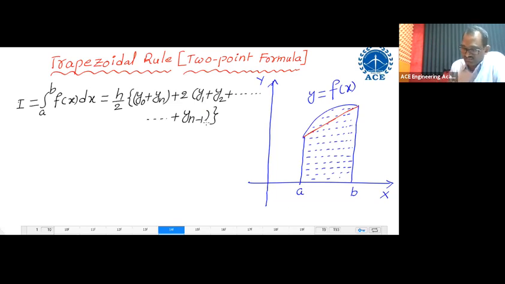Sir, what are x0, x1, x2, x3? Look here, everyone, this is the x0 point. In place of a, it is x0. This is x0, this is x1. This is x0 comma y0, this is x1 comma y1. Find the area of this trapezium. Then we get h by 2 into y0 plus yn. H by 2 means b minus a by 2. So anyhow, this is x0, y0, x1, y1.